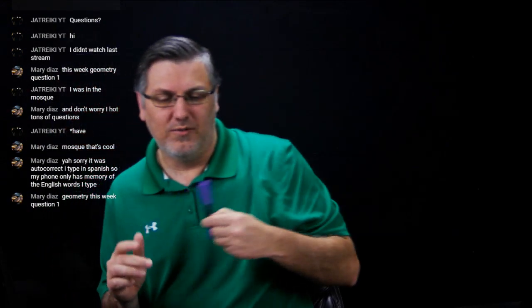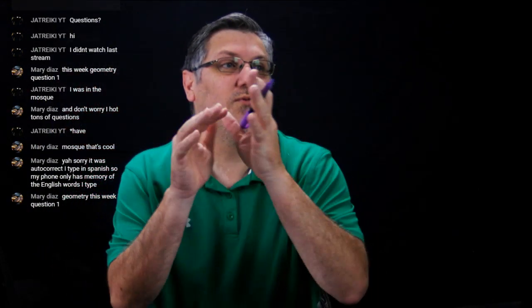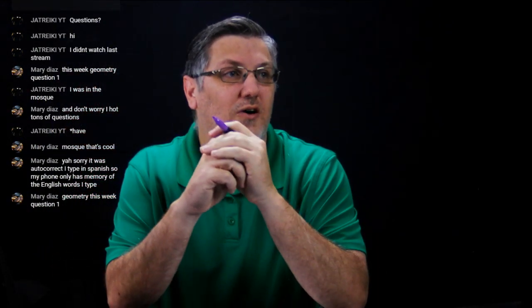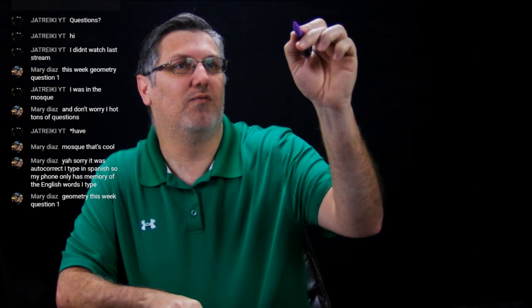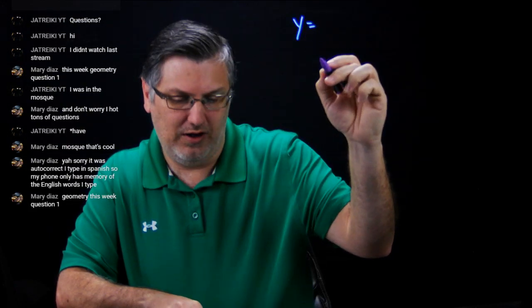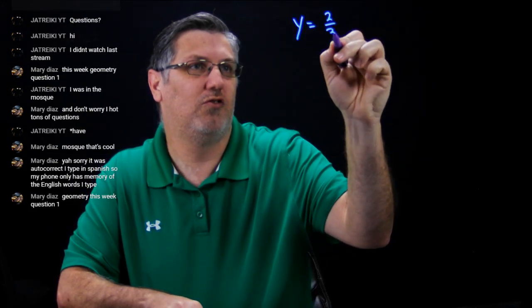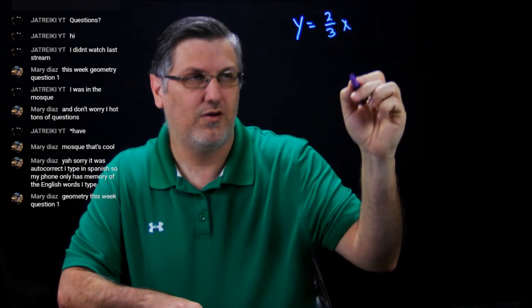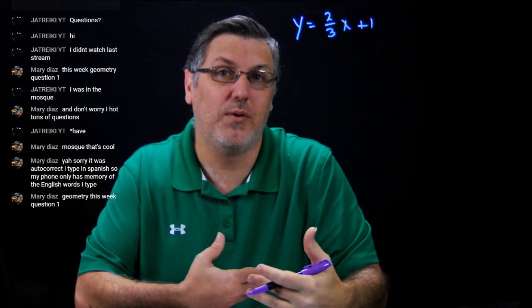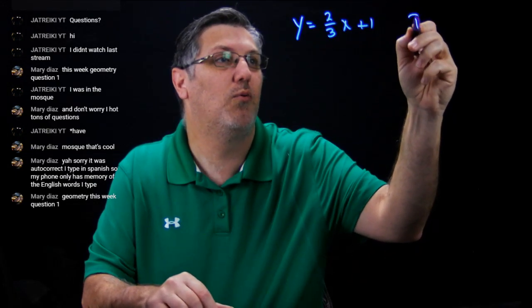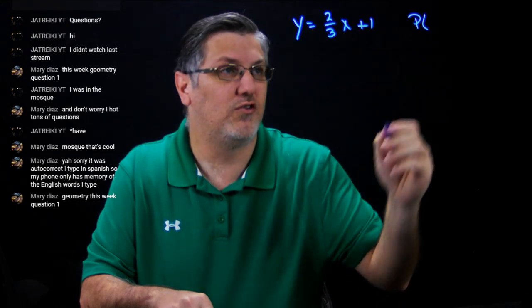Okay, so question 1. First off, this week, what I'm looking for is finding the equations of lines that are parallel and perpendicular. So you have to know the relationship between parallel and perpendicular. So let's just start. I gave you the equation y equals 2/3 x plus 1. So this is the line we want to be parallel to and the line we want to be perpendicular to. But we want the other line to go through point P, which is (3, 0).